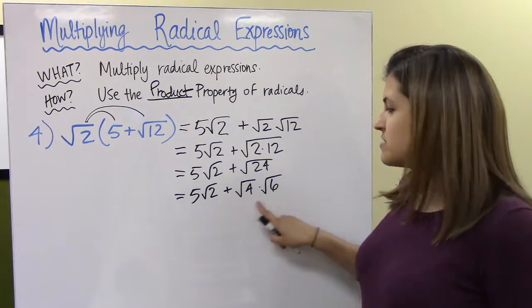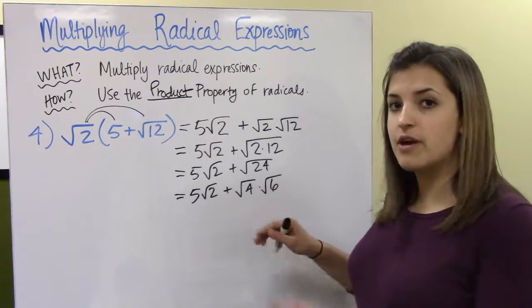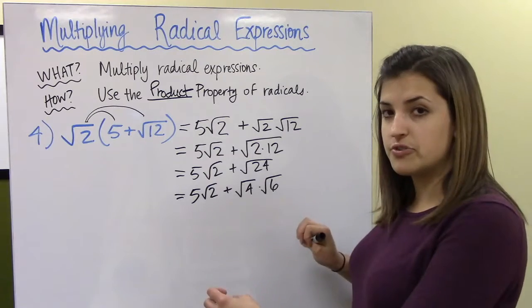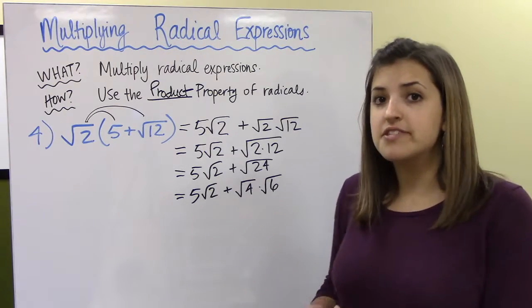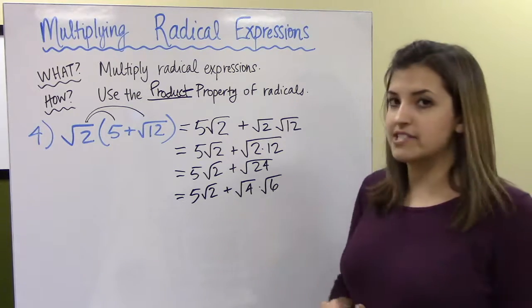Notice I kind of skipped a step here. I already used my product property on this. I didn't have to write 1 big square root and then split it into 2. If you are having difficulty with this, I would recommend writing it all out. Take as much time as you need to get that practice down.